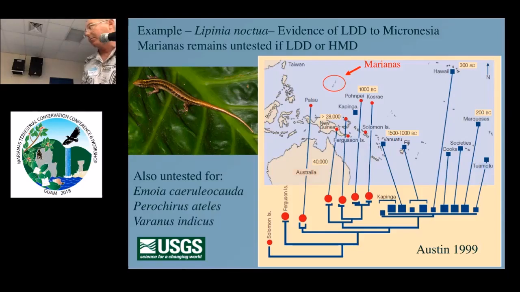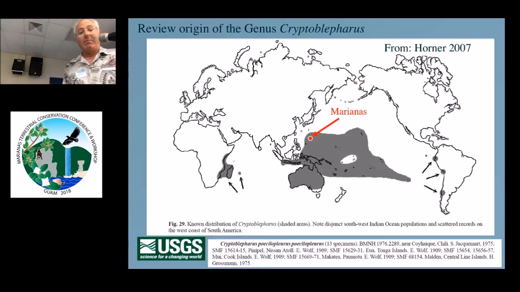Also untested are Amoya strilicata, Parachirus, and Varanus, as far as whether or not they're native and important. I know everybody talks about Varanus being introduced. I'm not sure until we test it that that's maybe accurate.